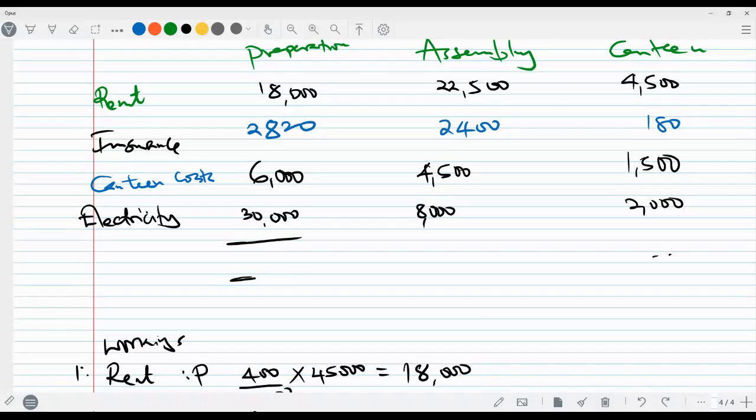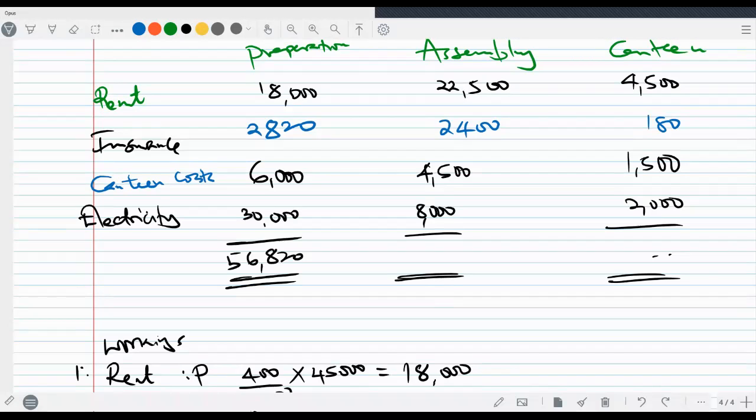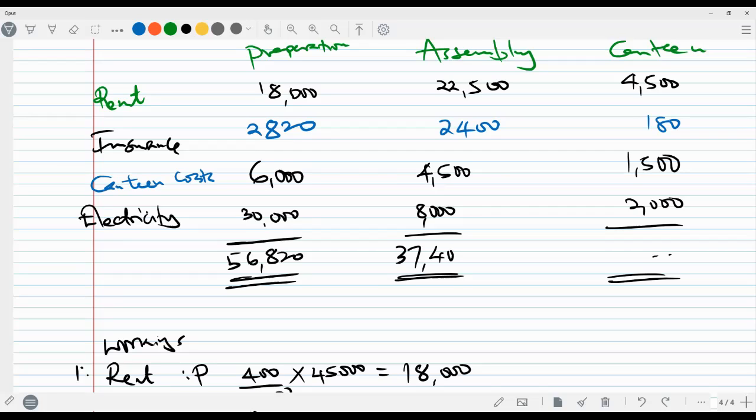So total overhead for the preparation department, the assembly department, and the canteen department. How much do you get for each of the departments? Work it out. For preparation it is 56,820. Assembly, 37,400. For canteen, 8,180. That's called the allocation.